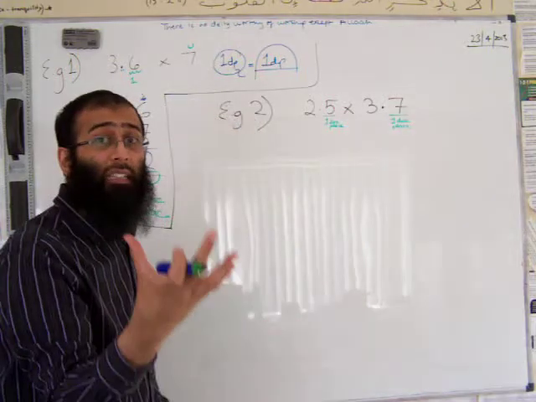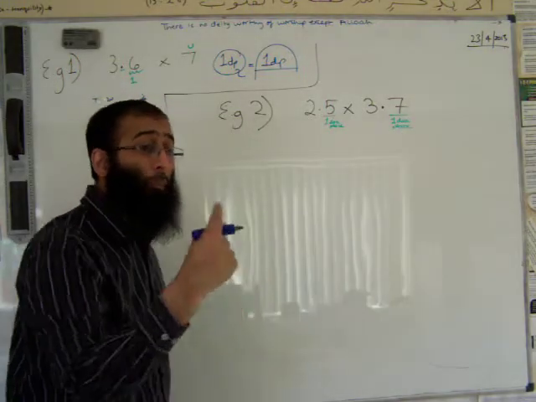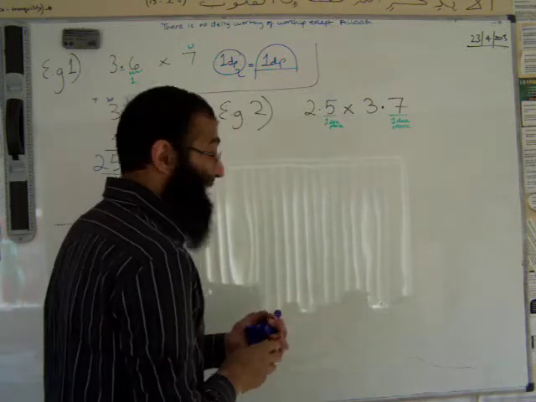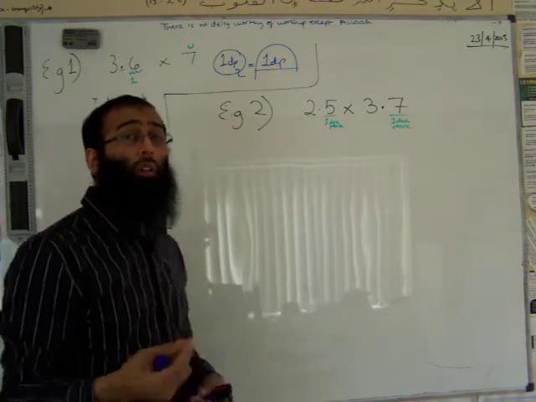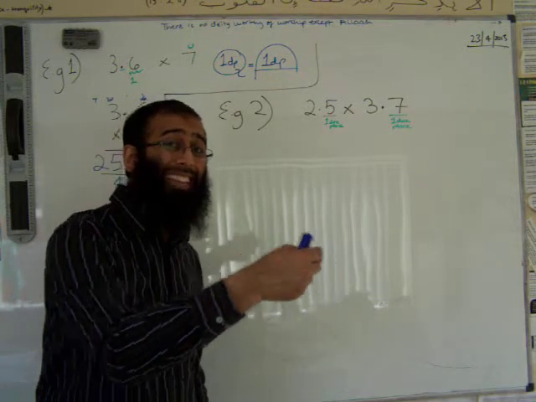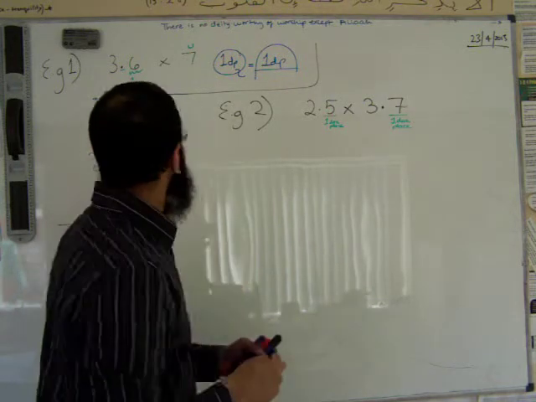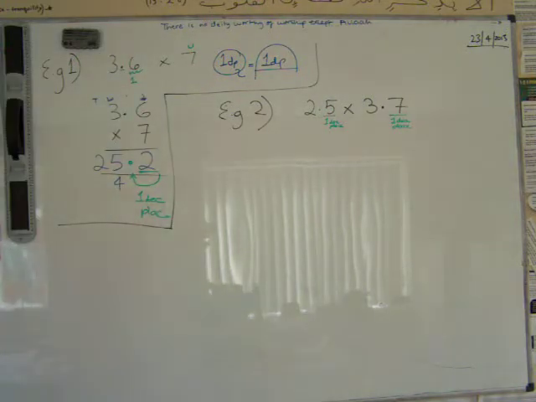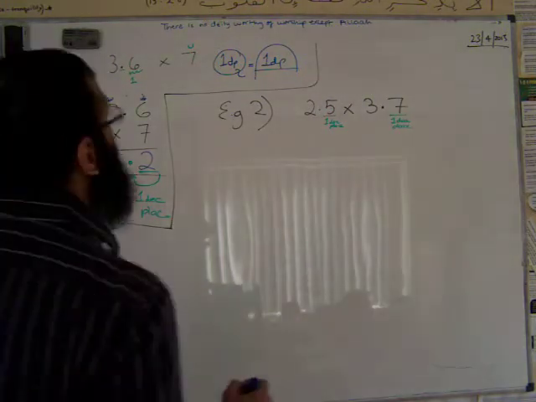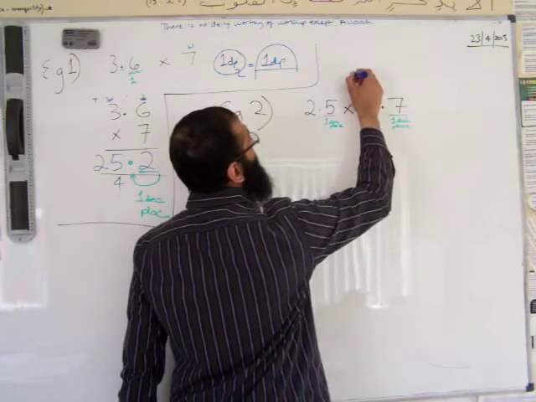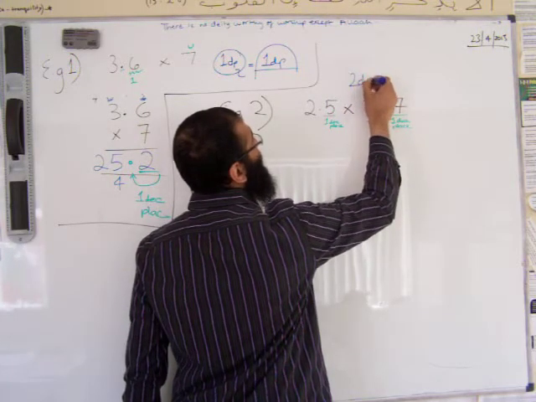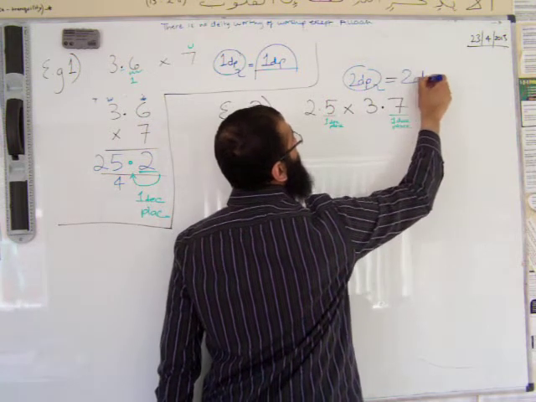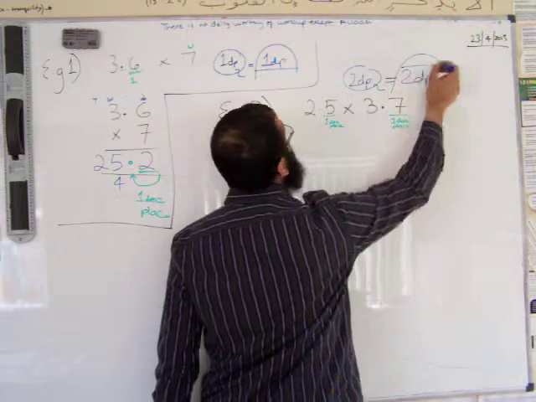So altogether in this question, how many decimal places do I have altogether? 2. Well done. So let's make our statement. Part 2 of the rule says, once you've counted the number of decimal places, we make a statement. So I'm going to make my statement here. 2 decimal places in my question will give us 2 decimal places in my answer.